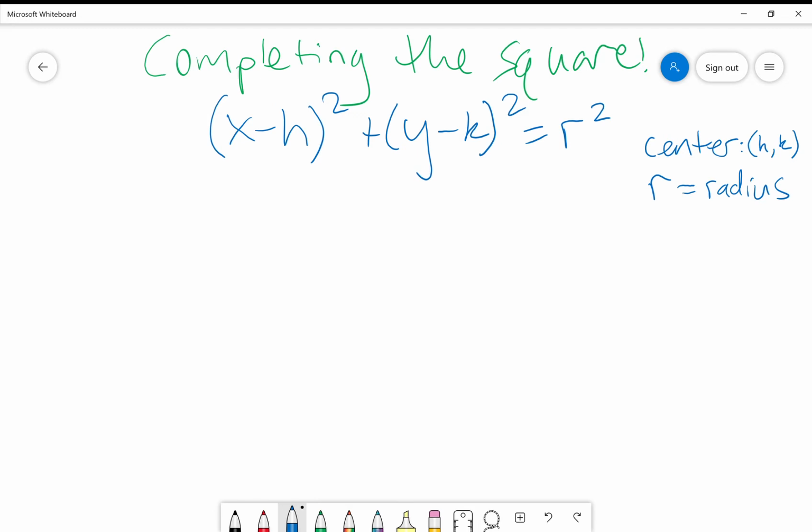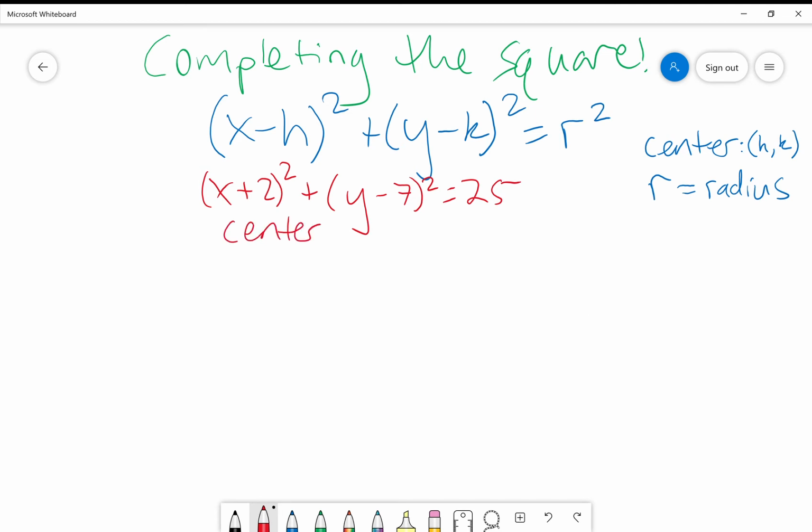Okay, wonderful. Well, what happens if we were given an equation? Because usually it's given to us in this form. We'll see an equation. It'd be x plus 2 squared plus y minus 7 squared equals 25. So our center would be -2 comma 7, and our radius would be 5, right? Because the square root of 25 is 5, and since this is r squared, there we go.